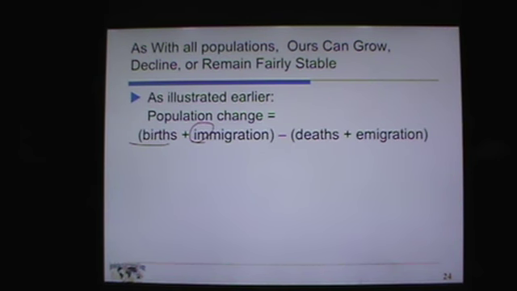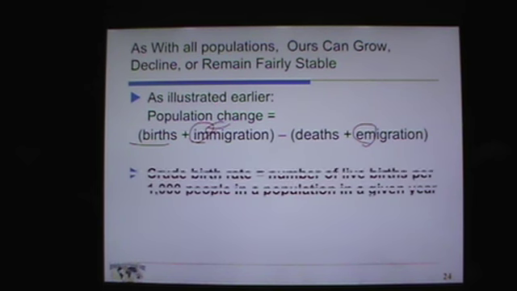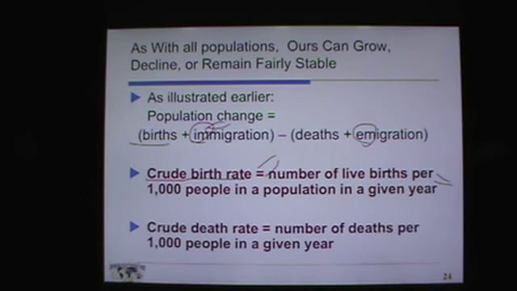You might see this again. I've been through this a couple of times now. Immigration means movement in, and emigration means moving out. You won't be asked to pronounce these audibly on a test, so hopefully you'll just remember that EM means out, IM means in of population. So another definition for you. Crude birth rate is the number of live births per 1,000 people in a population in a given year. Crude death rate is the same thing, kind of the opposite view of it. Number of deaths per 1,000 people in a given year.